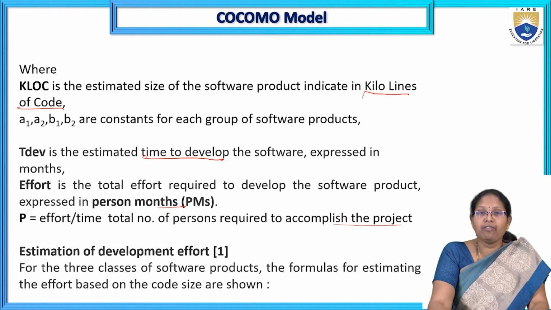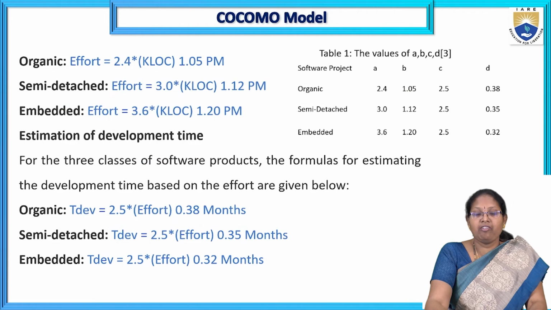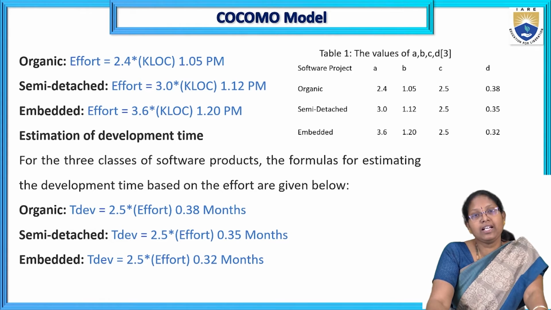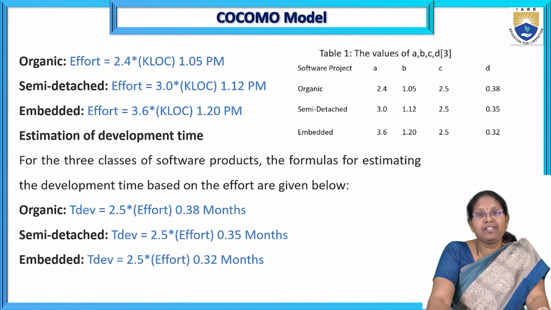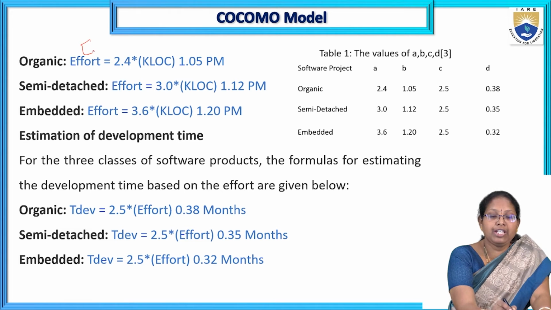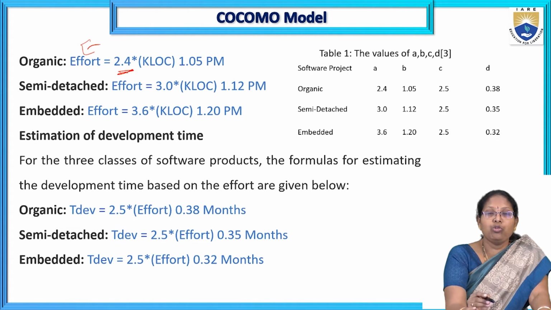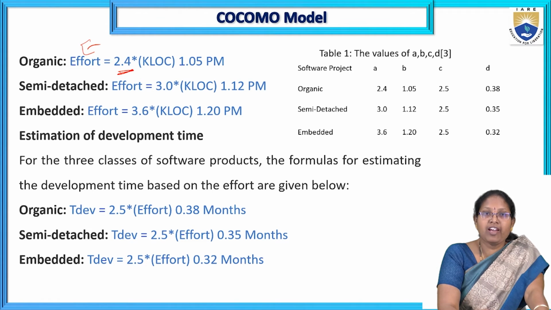Now the estimation of the development effort. How can we estimate it? First, the calculation for the organic type. There are three categories of projects: organic, semi-detached, and embedded. The basic COCOMO model is applied for organic projects. How to calculate the effort? Effort E is equal to 2.4, where 2.4 is the constant value A1.